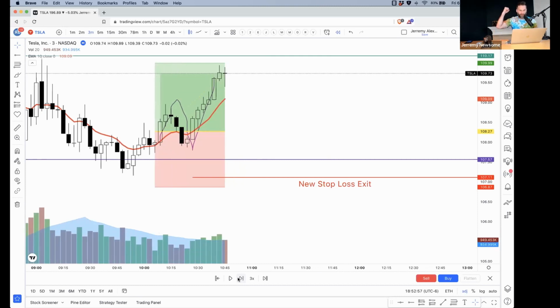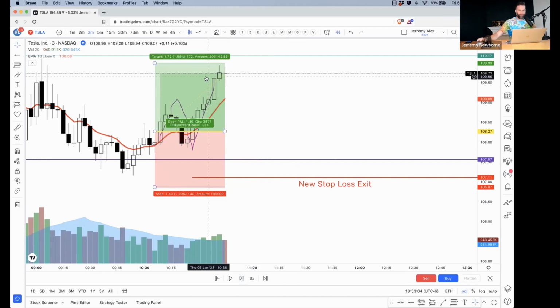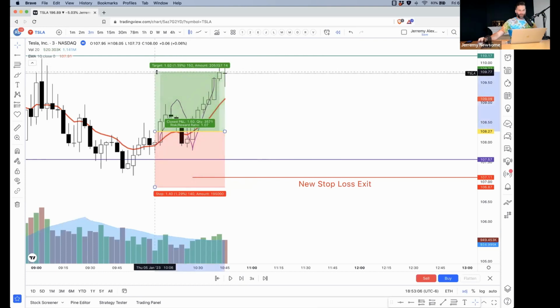Let's go, baby. Let's get this. Now, in this real situation, we are up 1.05 Rs. Because you may not know this, but I have traded $1 million R before. In this situation, I just lost a little bit on the last one.